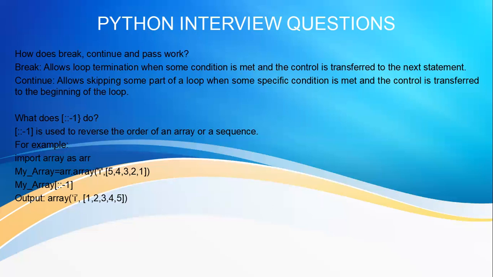Then what does the continue keyword do? I told you, they work on some conditions. When the condition becomes true, the break keyword will make us come out of the loop immediately. But with the continue keyword, when a condition is met, that part of the code is skipped. It will not come out of the loop. It will just skip that condition and go to the next statement in the loop. That's the difference between break and continue.